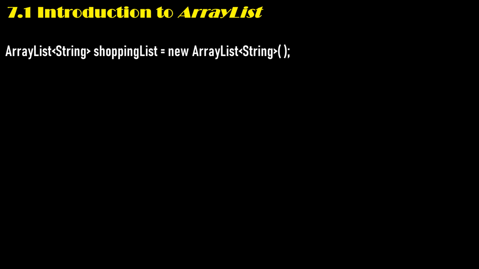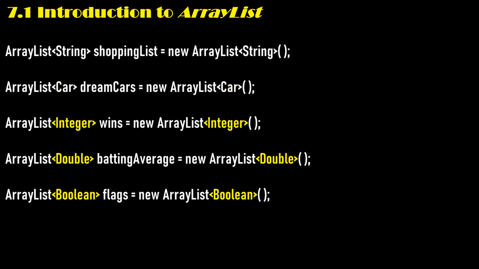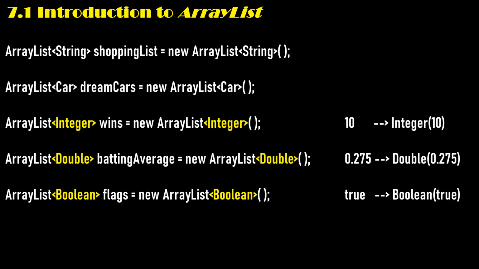Starting now. An ArrayList is another type of data structure that can only hold object references, like strings and instances of classes. We can also hold primitive values by using their wrapper classes that will automatically convert each new value into its respective object reference type, also known as autoboxing.